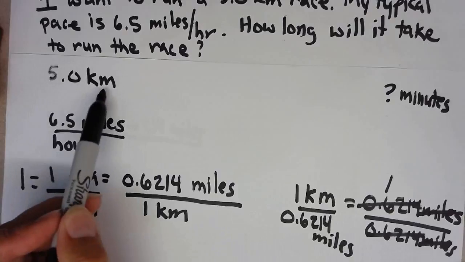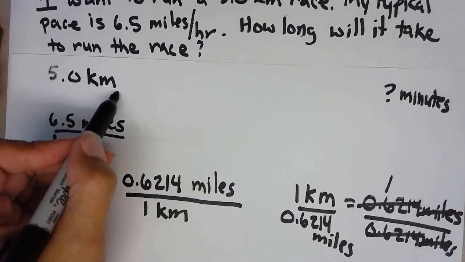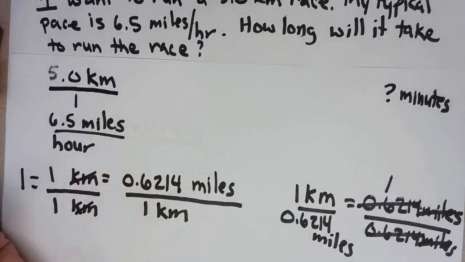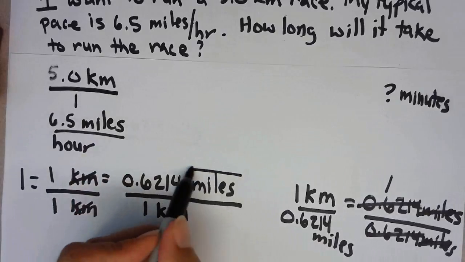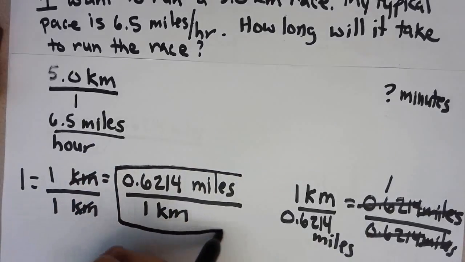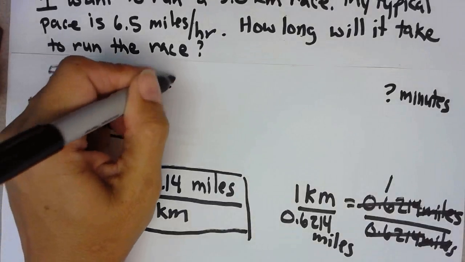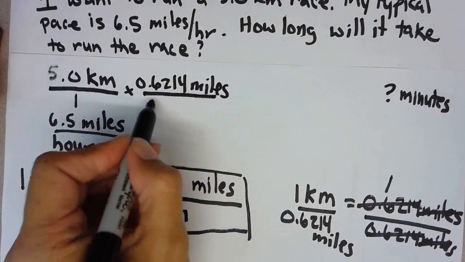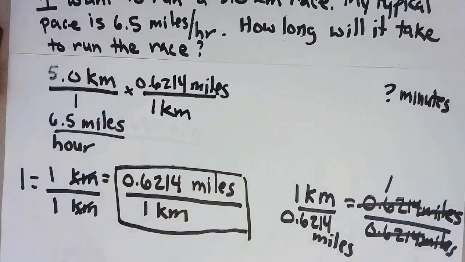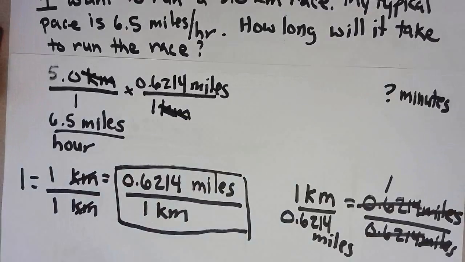I was given a number in kilometers, so I would like kilometers to cancel. Notice that any number by itself is the same thing as that number over 1. Between these two, I want the kilometers to cancel, so the one that I'm going to use is the fraction that has kilometers on the bottom. This allows me to cancel out the kilometers, and I have effectively converted 5 kilometers into miles.